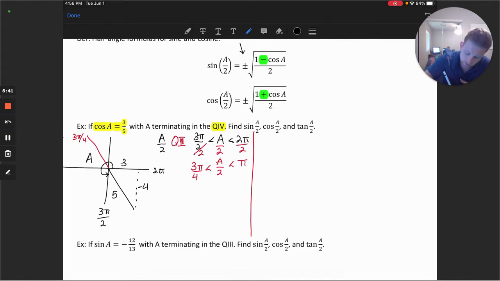When I consider the sine of A over 2, we're going to just use the definition. And we do know that when we look at this plus and minus here, since we are in the second quadrant with A over 2, that would tell us that the sine function is positive. And so we're going to use the positive square root here: 1 minus cosine A over 2.